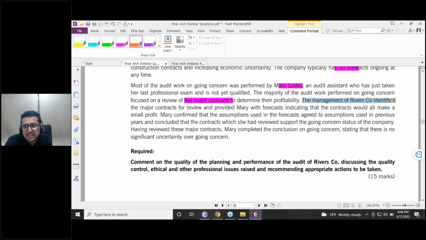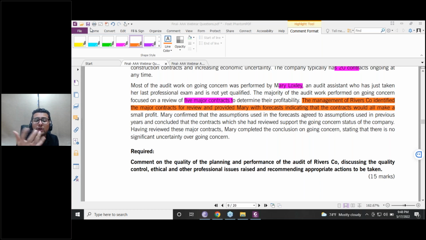The management of Rivers Company identified the major contracts. So, okay, fine, 5 contracts were identified. But who has identified those contracts? Who is identifying them? It's not the auditor. It's not called the management threat. Why the hell is management selecting the projects which need to be evaluated? It's the auditor's job. I will be selecting the projects. The audit partner has to select this. The audit firm has to select this.